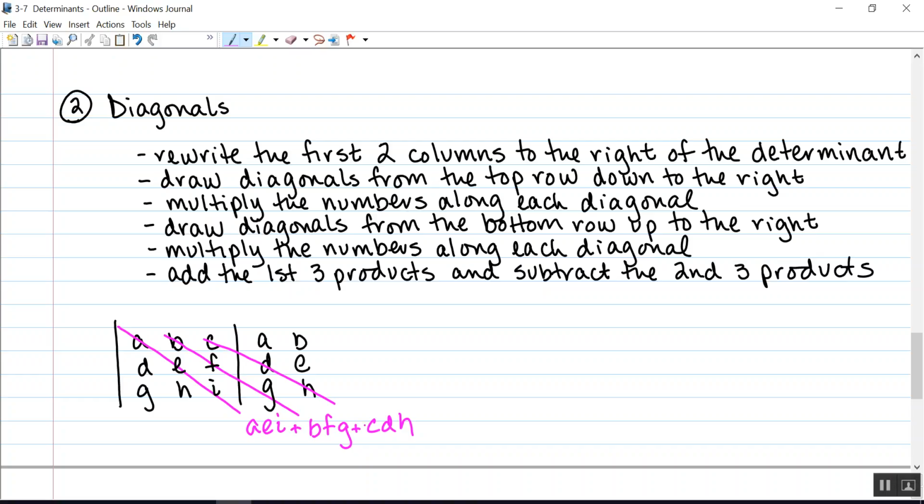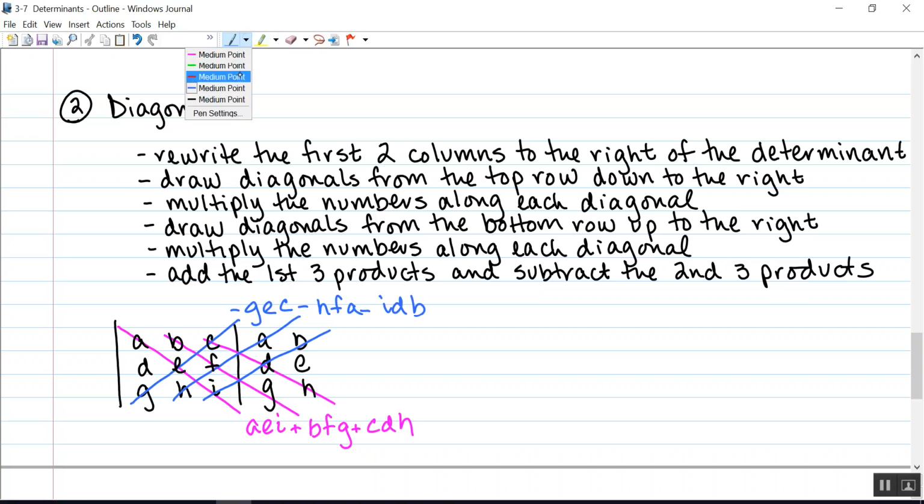And all of those are actually added, so I can put plus signs between them. Okay? Now I'm going to draw diagonals from the bottom row of my original determinant up to the right. I'll do these in a different color. So I'm going to go this way, and that's going to give me G times E times C, and H times F times A. Oops, running out of room here. And I times D times B. And those all get subtracted, including the first one. Okay?